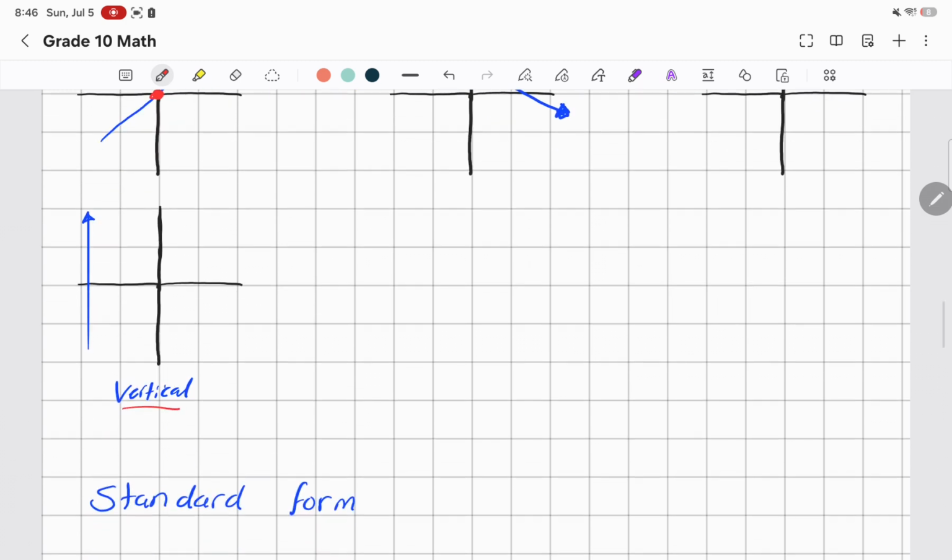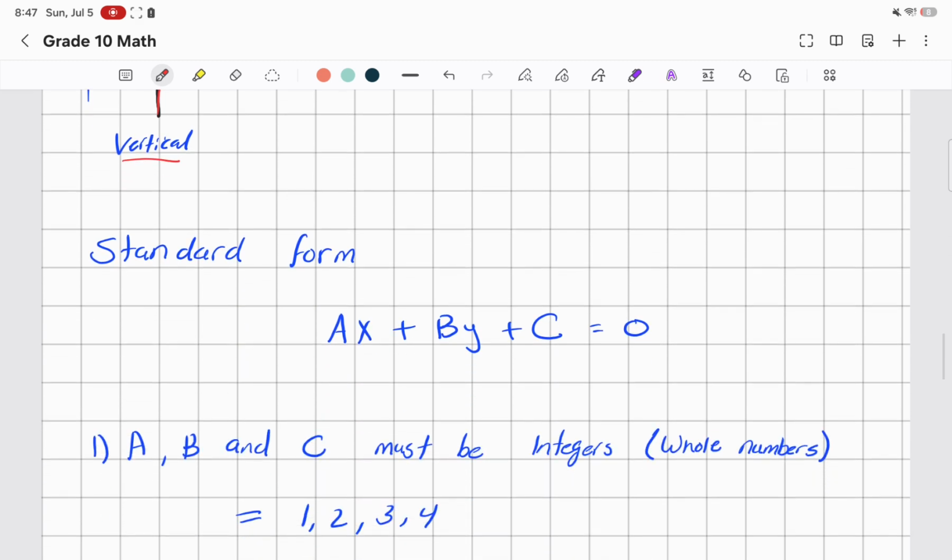Now for a vertical line, it does not have a y-intercept because the line is parallel with the y-axis. Now there are special cases where the line goes over the y-intercept here, and that's a special case, and we'll see it later on in the course.